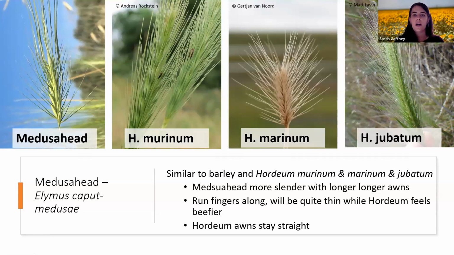If you run your fingers along, Medusa head will be very thin, and your fingers will be very close together, whereas Hordeum is very beefy and squishier. Also, Hordeum awns tend to stay straight as they're drying out, whereas Medusa head, as I said, does a lot of curling.